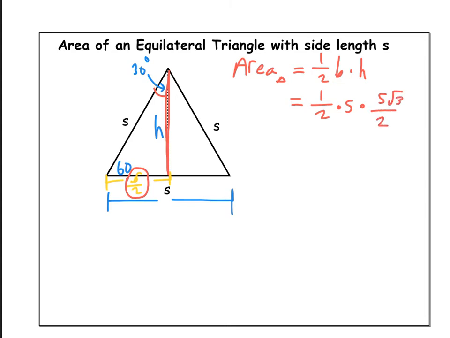Let me rewrite that. It looks like a 5 up there, but that is an S. Let's see. There we go. I don't know if that looks any better. So that's an S, okay? The side lengths are all S.